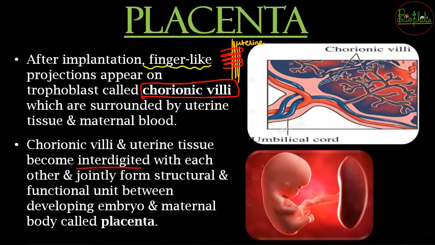So interdigited का meaning you can understand by right hand being your chorionic villi, left hand being your uterine tissue, and when you merge your fingers together, whatever the crisscross pattern occurs, that is going to be the way how the chorionic villi and the uterine tissues are going to be forming. सो वो जो interdigited है या criss-cross manner जैसे fingers को cross करने पे होता है, similar function is going to be called as the structural and the functional unit between the developing embryo and the maternal body.